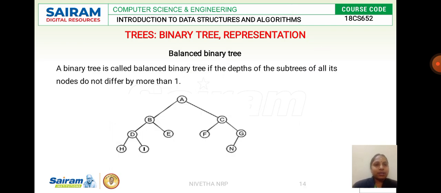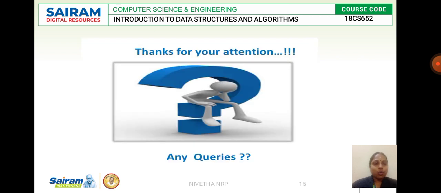Then we have a balanced binary tree. In a balanced binary tree, the depth of the left subtree should not differ by more than 1 from that of the right subtree. See, from A to B the level is 1, B to D the level is 1, and D to H the level is 1. So the difference of the level should not be more than 1 in the balanced binary tree. This is all about the binary tree representation. Thank you all.